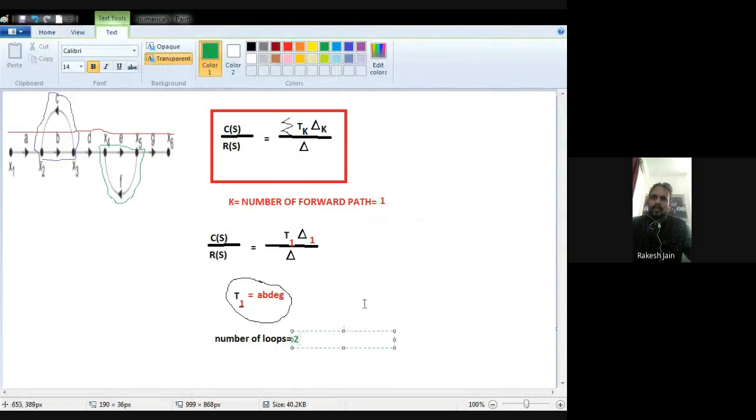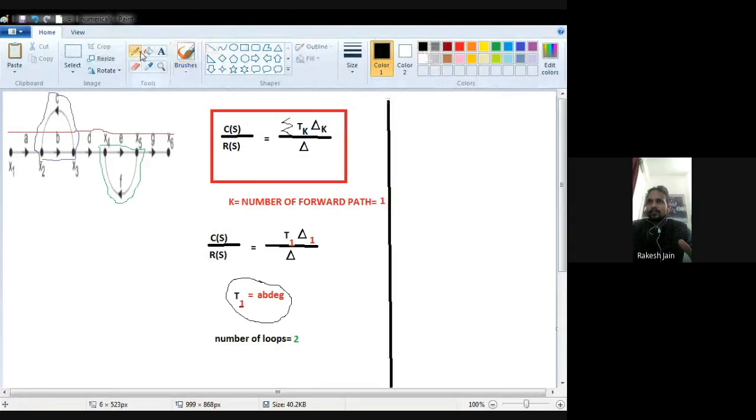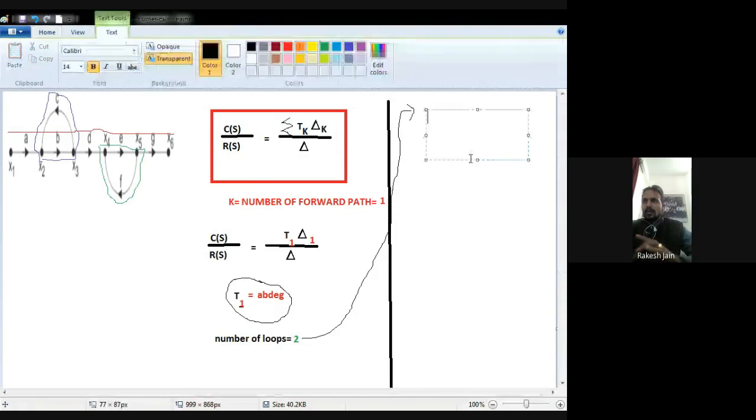Now the next step is to write down the gain of those loops. A loop can be denoted by L. So I just write down here, see carefully. Now I start from here. How many loops? Loops are 2, so these will be L1 and the second one is L2. Now I have to find out the value.